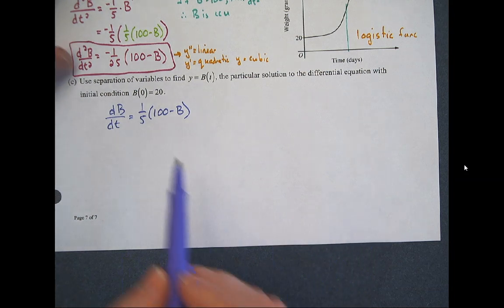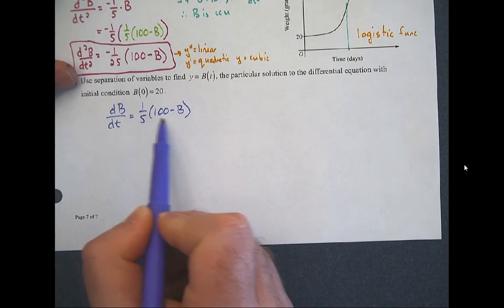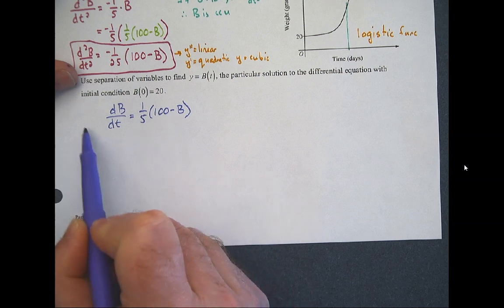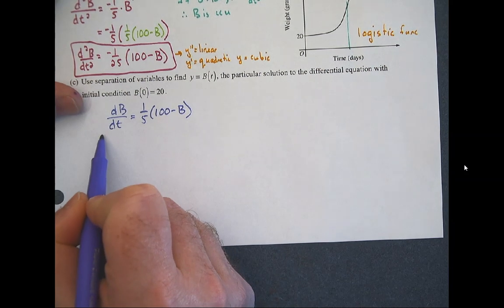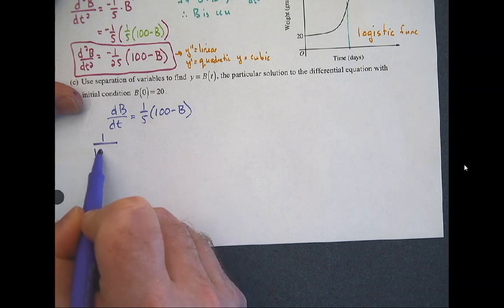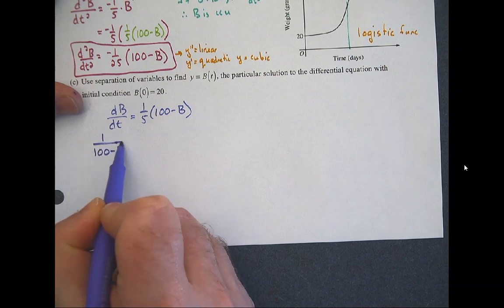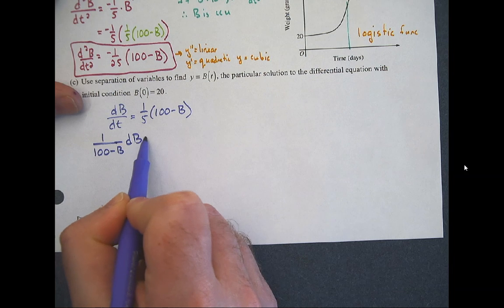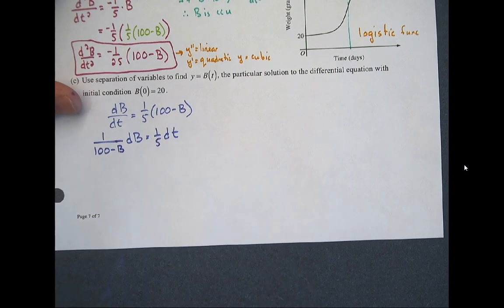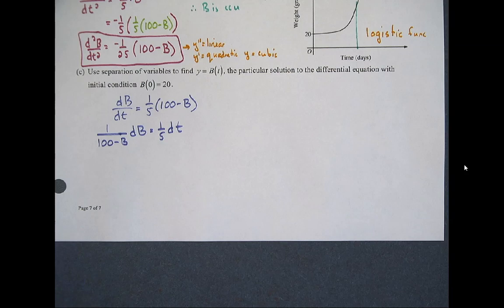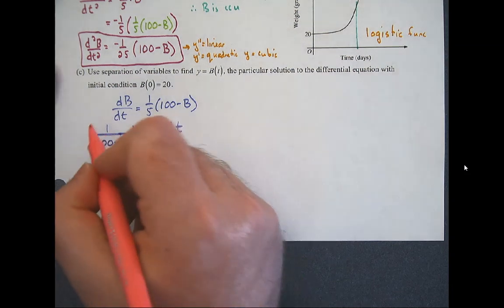I'm going to take this chunk that's connected by multiply, move it to here by divide, and then multiply by dt. So I would have 1 over 100 minus b dB equals 1/5 dt. So there's my separation of variables, B stuff on one side, T stuff on the other. Now I can integrate.